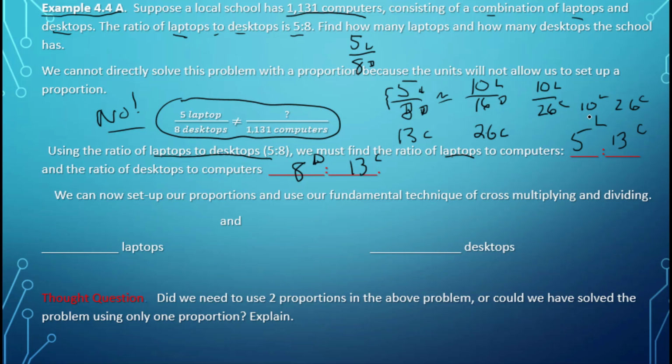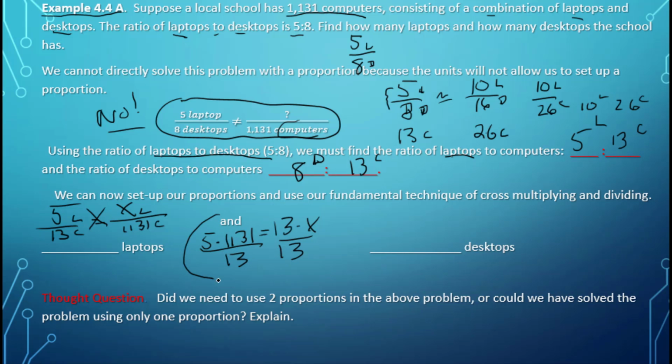10 to 26 laptops to computers is the same ratio as 5 to 13. They're equivalent. So you can add these together. By adding them together, you get to the total, which is computers. So for laptops, I have 5 laptops for every 13 computers. Laptops to computers equals, I don't know how many laptops, but I do know I have 1,131 computers. So I can cross multiply, which is going to give me 5 times 1,131 equals 13 times X. And then divide by 13 here and by 13 here.